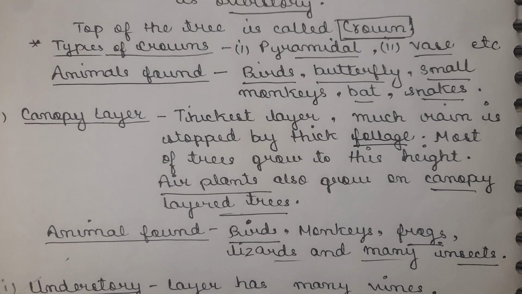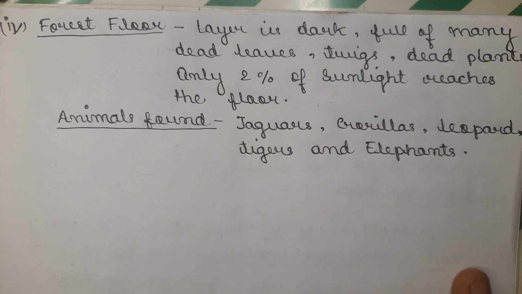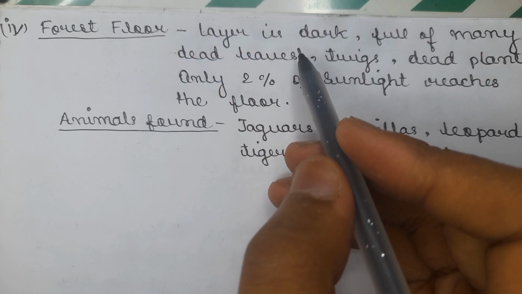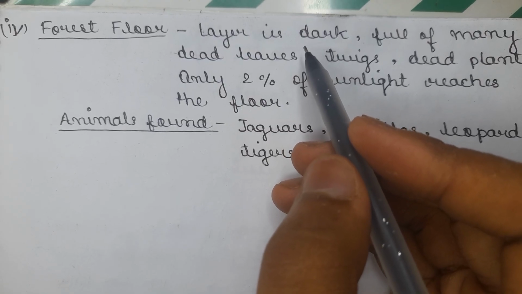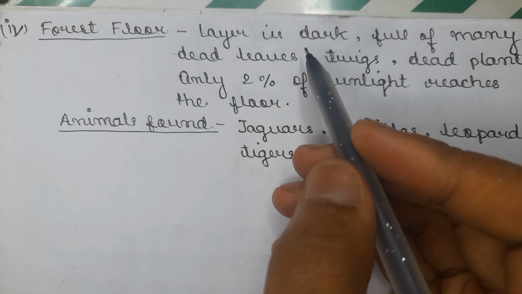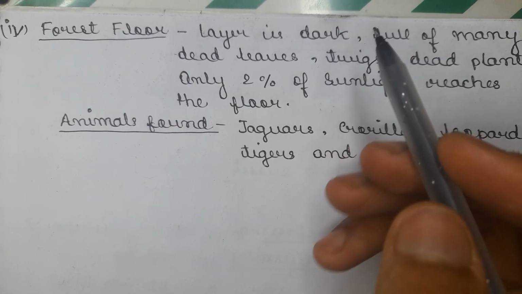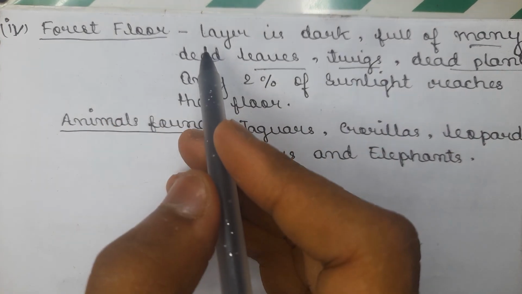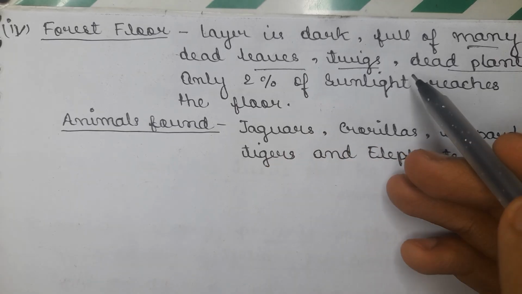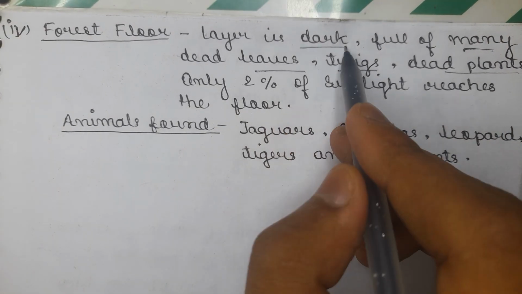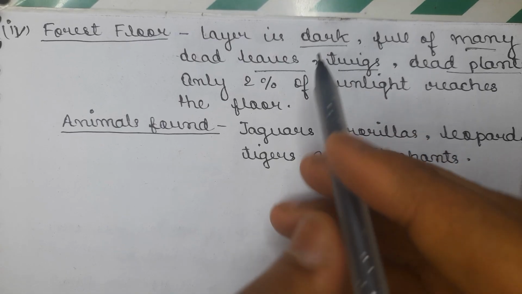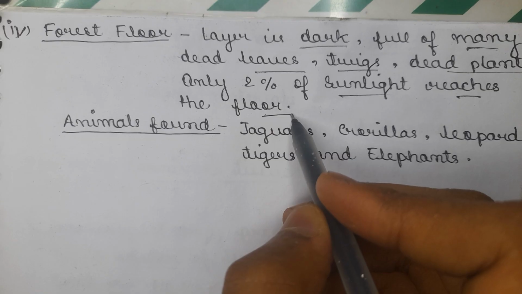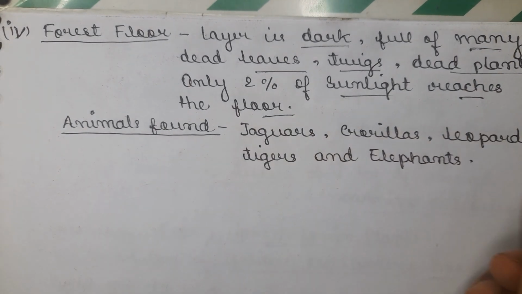Now the last layer, that is the forest floor. This layer is dark in color. The reason behind this darkness is that the trees above stop the sunlight from entering the forest. This layer is full of dead leaves, twigs, and dead plants. So the forest floor consists of dead decaying matter, which includes dead leaves, twigs and dead plants, and this layer is dark in color due to the absence of sunlight. Only 2% of the sunlight reaches this floor. That's why the vegetation in this region may differ from the other layers.